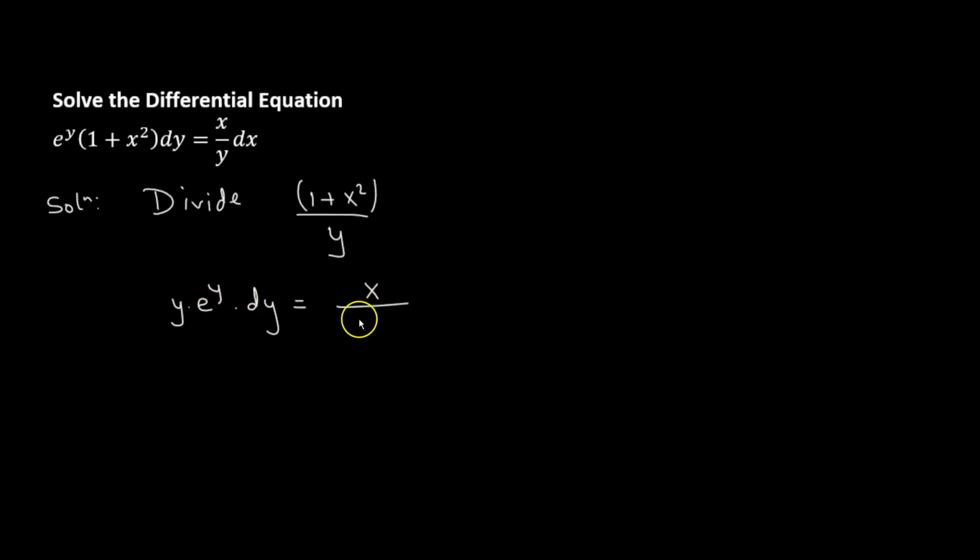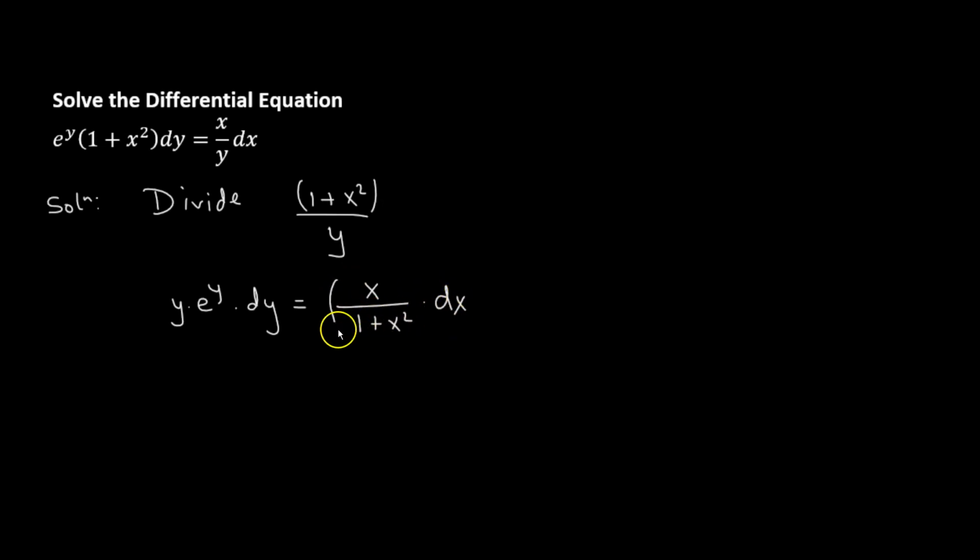In today's session, we continue our discussion on solving differential equations by using the method of variable separation. So here we have the first problem. Let us begin by dividing both sides of the equation by (1 + x²) divided by y, and that should give us y times e^y dy equals x divided by (1 + x²) times dx.